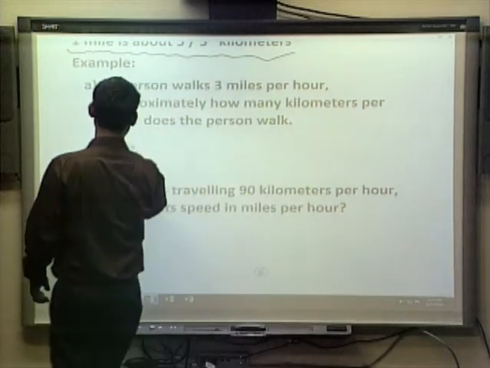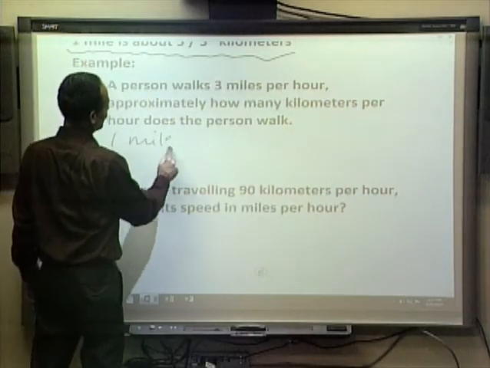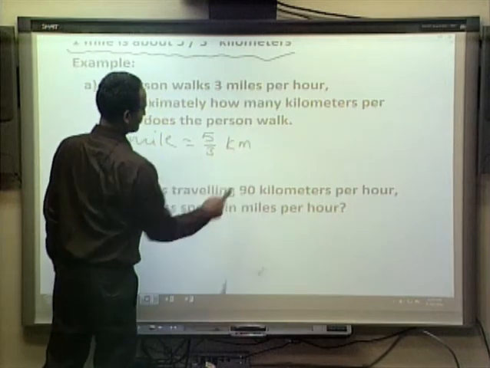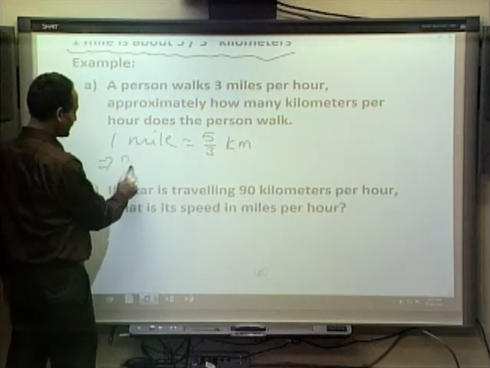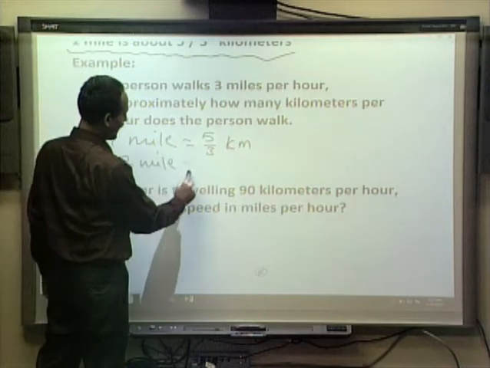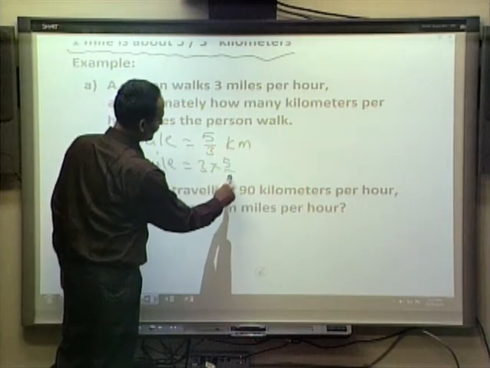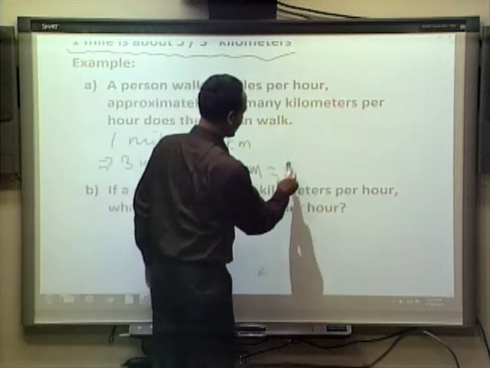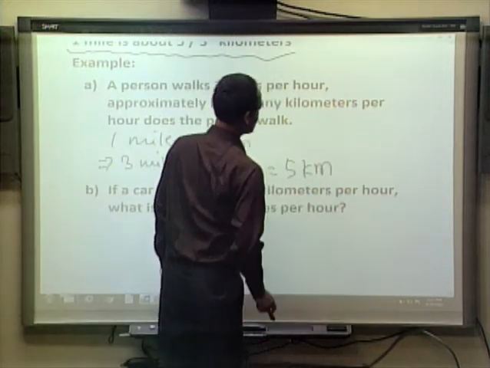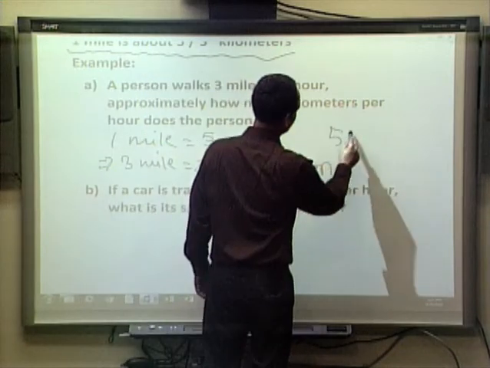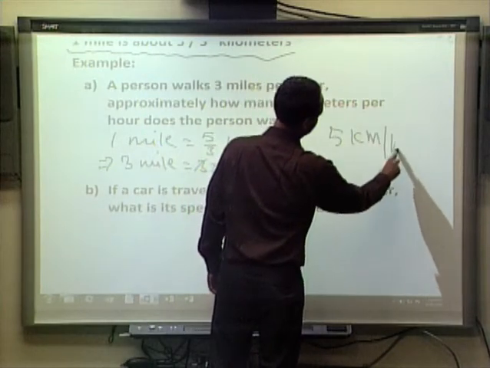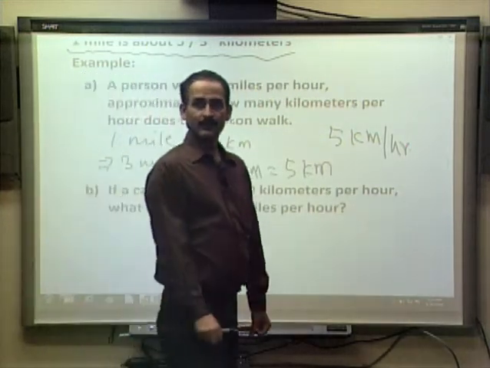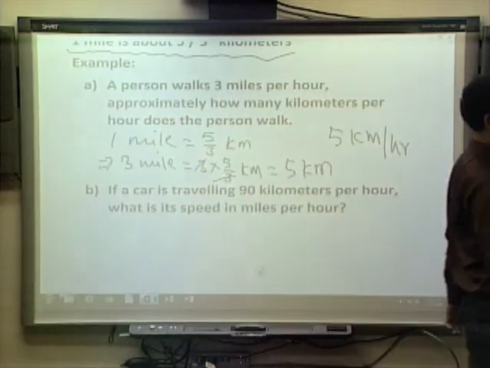We know that 1 mile equals 5/3 kilometer. That exactly means 3 mile is 3 times 5/3 of a kilometer, which is simply 3 and 3 cancels out. So, 5 kilometer. So, the person is walking 5 kilometer per hour.